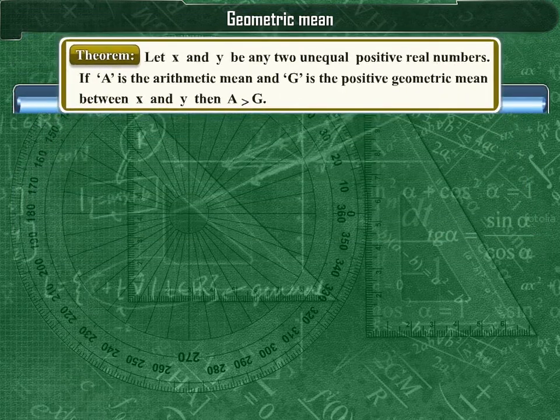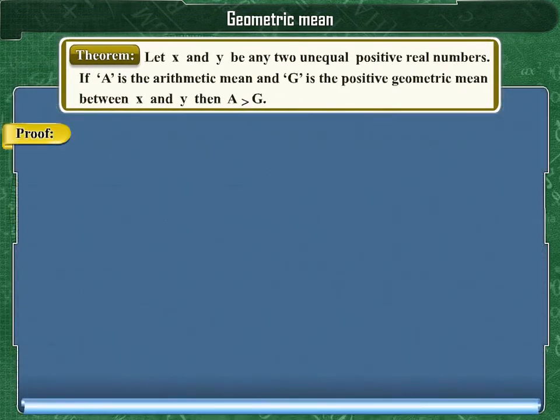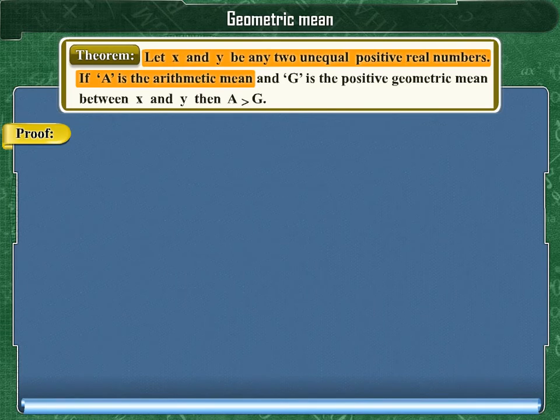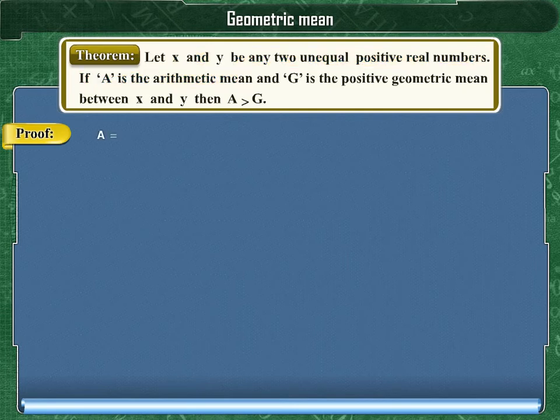It is given that A is the arithmetic mean between x and y. Therefore, A is x plus y upon 2. It is also given that G is the positive geometric mean between x and y. Therefore, G is plus square root of xy. What is A minus G? A minus G is x plus y upon 2 minus square root of xy, which is equal to x plus y minus 2 into square root of xy upon 2.